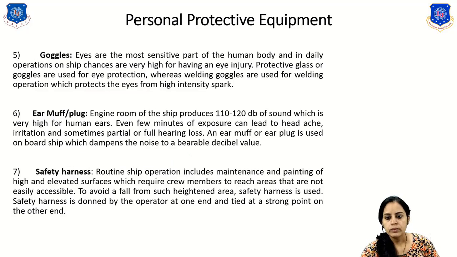The next one is the goggles. The eyes are the most sensitive part of the human body, and in the daily operation on the ship, chances are very high of an eye injury. So protective glasses or goggles are used for eye protection, whereas welding goggles are used for the welding operation, which protect the eye from the high intensity spark.